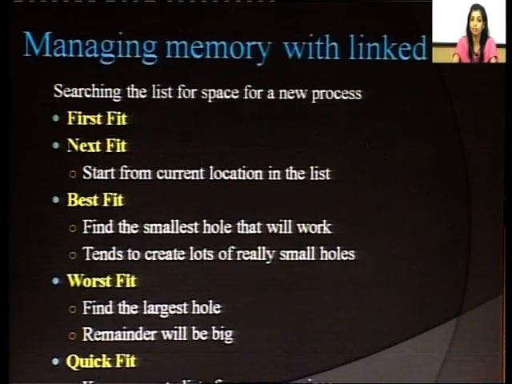First is first fit. That means we search for free space, the first free hole, and then we place the page in memory. Next is next fit, which starts from the current location in the list. Third is best fit. Best fit means we find the smallest hole, the smallest free space, in memory. Worst fit means we find the largest hole, the largest space available in memory. And quick fit keeps a separate list for common sizes.